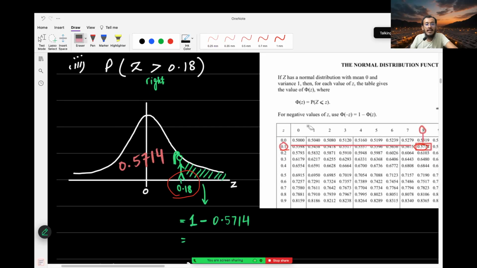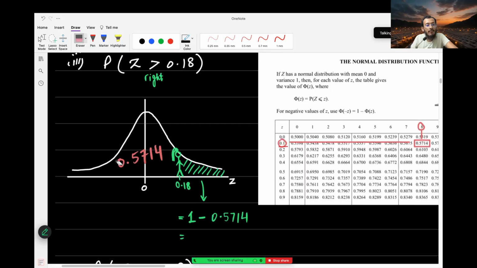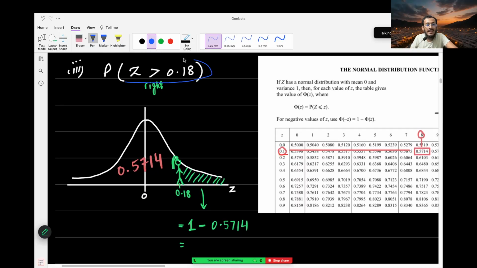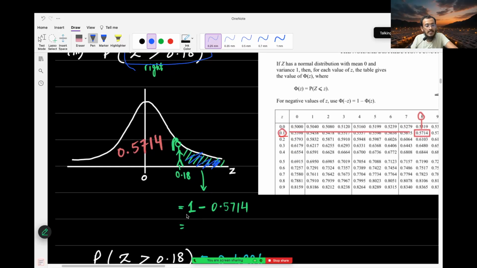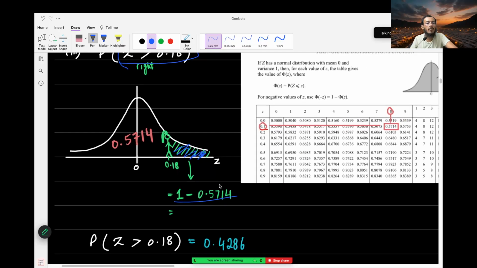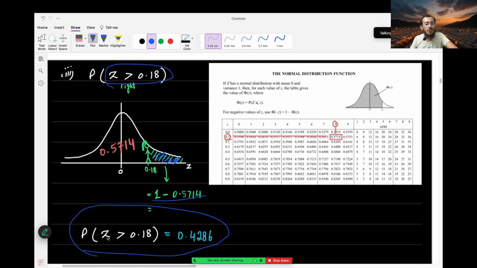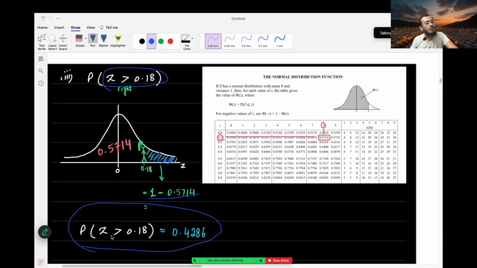Now we know that the table gives us area to the left side of the z table, but we are interested in finding probability greater than, which means we want this area. How can we find that? We subtract it from the total, 1 minus 0.57, and then we say probability Z is greater than 0.18 equals 0.4286.